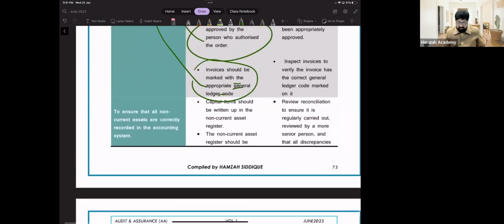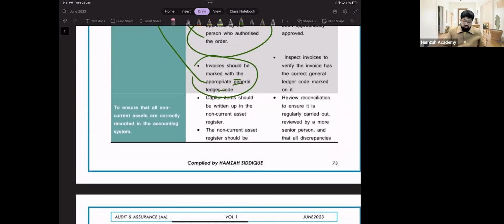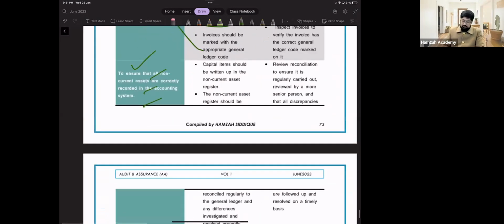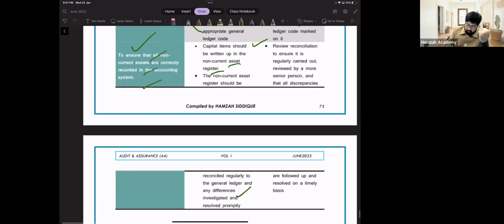Because it is a capital item, each invoice should mention the journal ledger code of assets. So to ensure all capital items are correctly recorded, all capital items should be written in the non-current asset register. And non-current asset register and journal ledger should be regularly reconciled. Investigated. One more thing.